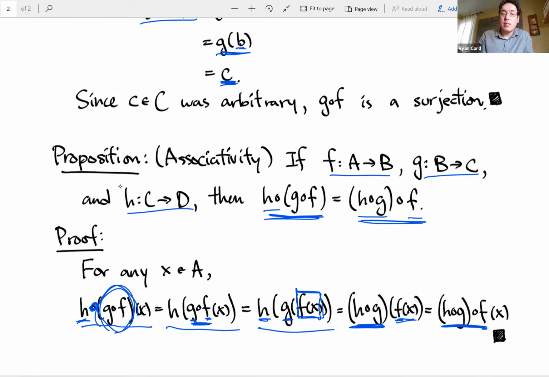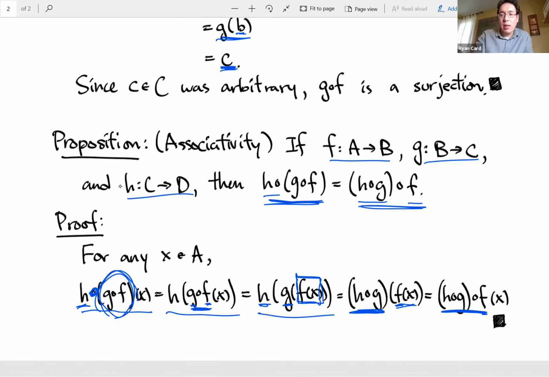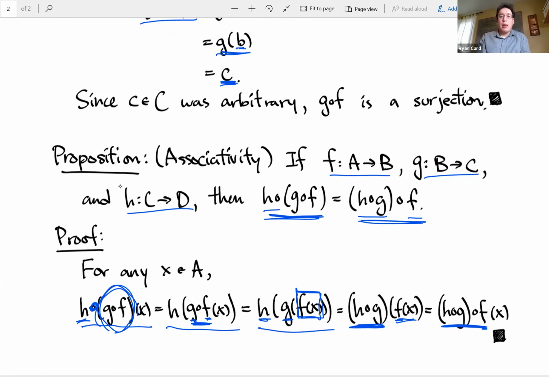Once we know that it's associative, we can drop the parentheses and say we just have three functions, h of g of f. As long as the order is respected, how we group the composition together does not matter in the long run. Okay, I hope that made sense.